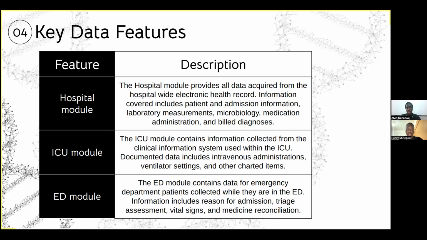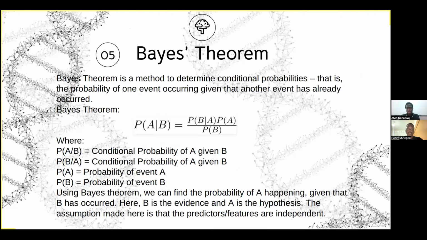And then lastly, we look at the ED module, which carries the gist of the data that we need for this particular use case. So when you talk about the triage assessment and the vital signs that were recorded, the reasons for admission, what the chief complaint was, if there was injury, trauma, and so on and so forth. These are the three modules that sum up the data that is relevant to our use case.